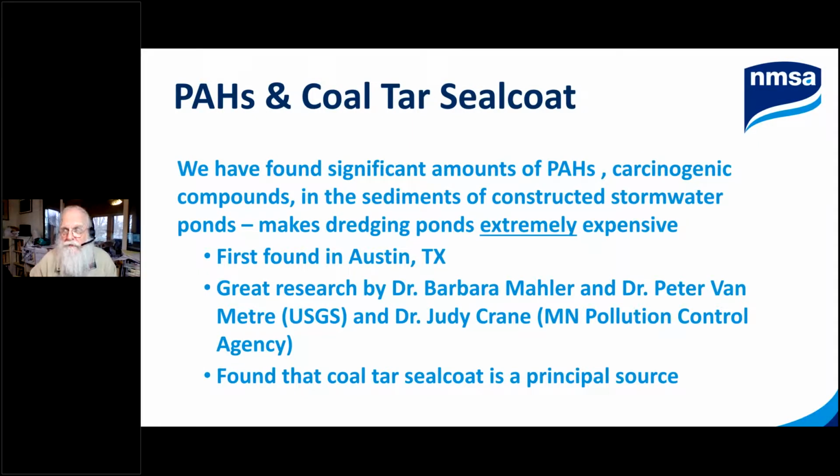We found significant amounts of PAHs, a set of carcinogenic compounds, in the sediments of constructed stormwater ponds, which then makes dredging those ponds just extraordinarily expensive. This problem was first found in Austin, Texas. There's great research on this done by Barbara Mahler and Peter Van Meter of the US Geological Survey and Judy Crane at the Minnesota Pollution Control Agency. That research found that coal tar seal coat is a principal source of these PAHs in urban and suburban settings.